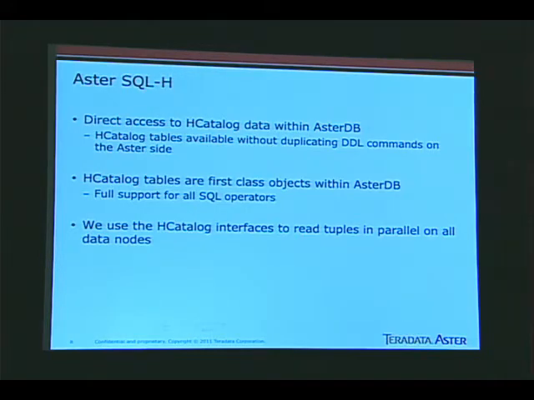Because of things like progressive optimization, we are able to do this particularly well, which means we'll actually optimize the SQL paths for HCatalog tables once they're in our system. And we use the HCatalog interfaces that I showed you before to read tuples in parallel on all the data nodes.